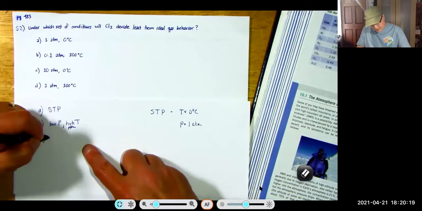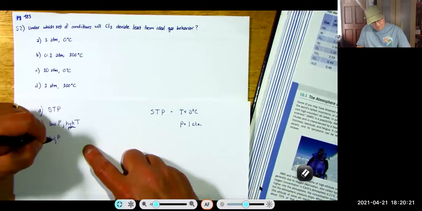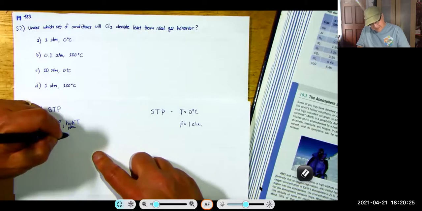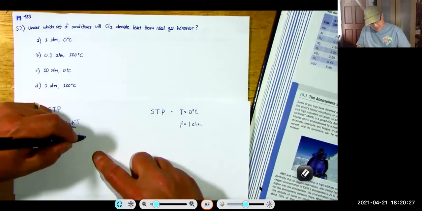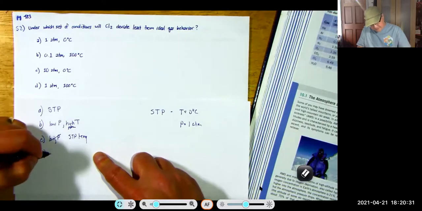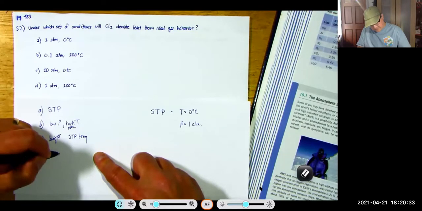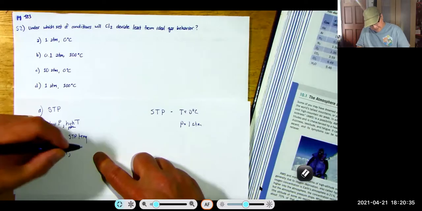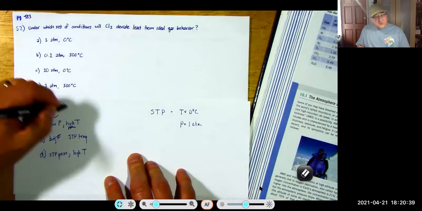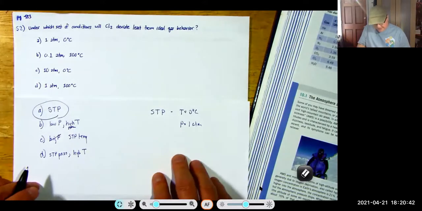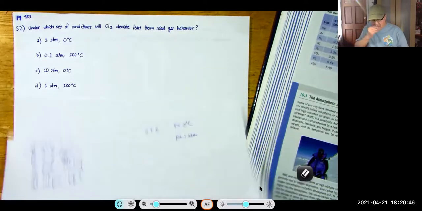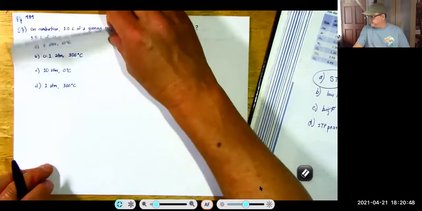C, we've got high pressure, which we don't like. And we've got STP temp, so we're okay with that. And for D, we've got the STP pressure, excuse me, but we've got kind of a high temp. So overall, we're going to say that's where it's going to deviate the least, because it's standard temp and pressure. All right, so that's number 52.